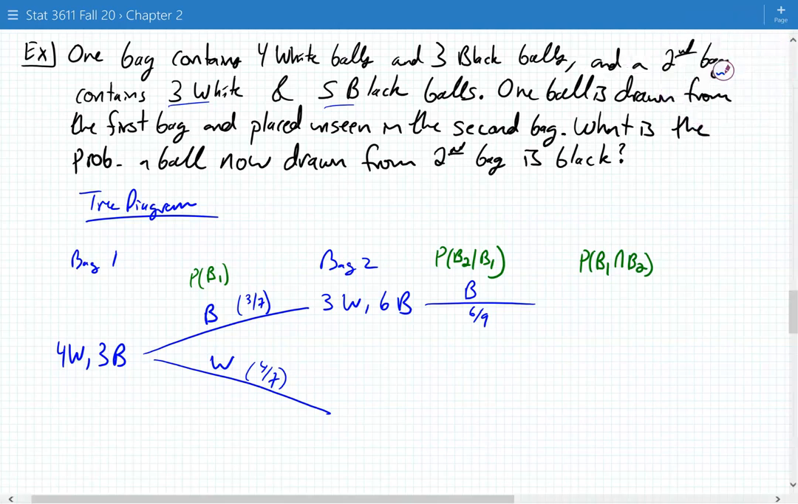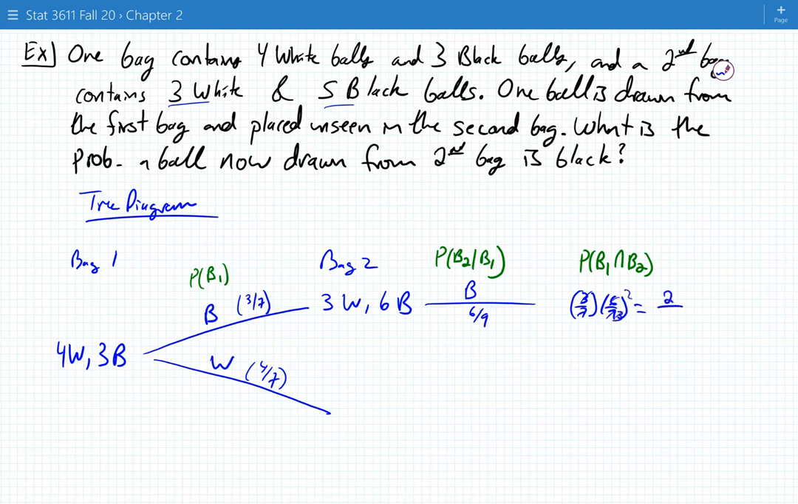3/7 times 6/9 is what? 2/7. 3/7 times 6/9 is 2/7. That's the probability that we got a black ball in bag 1 and then a black ball in bag 2 here.